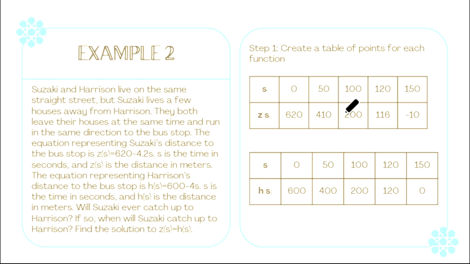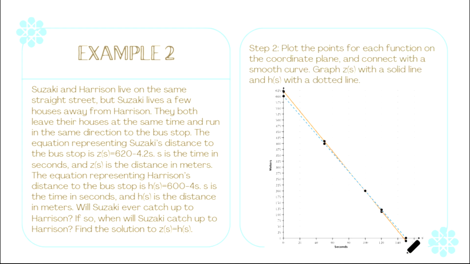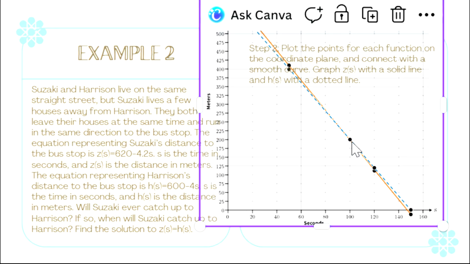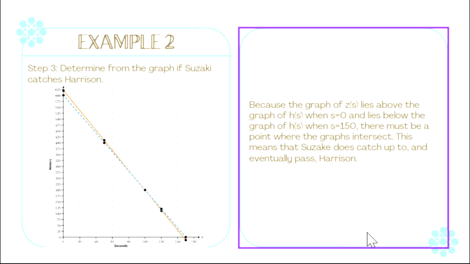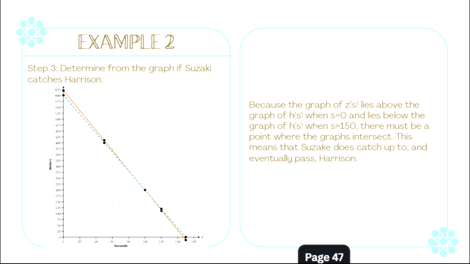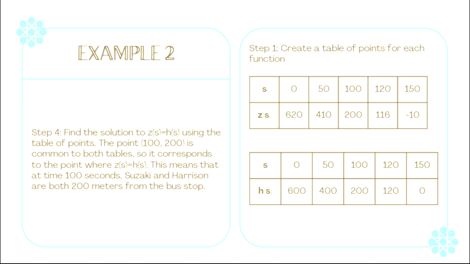Okay, they want you to do it the hard way and create a table of points for each function, which is a total waste of a step because you can just go to GeoGebra and graph it. This is what the graph looks like. You plot the points and you get this graph, and you can see they overlap, so you really have to zoom in to see where they meet up. They meet up at this point right here, which is (100, 200). Because the graph lies above, this means that Suzaki does catch up to and eventually pass Harrison. I guess they don't need the actual point, they just want to know if she does it. Here is example 2.